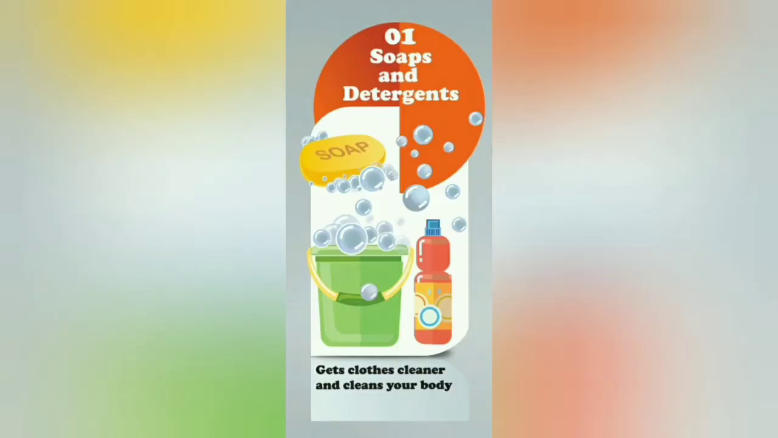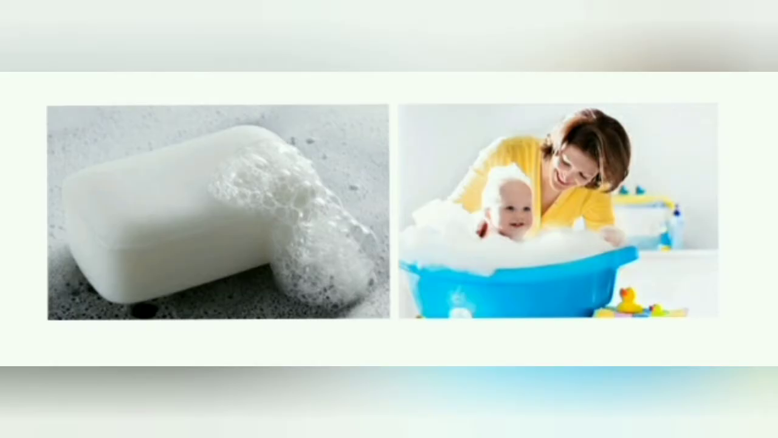Soaps and detergents. Bathing soaps and washing detergents are kinds of soaps which we use in daily life. In addition to this, we also use washing powder to remove strong stains on the clothes.